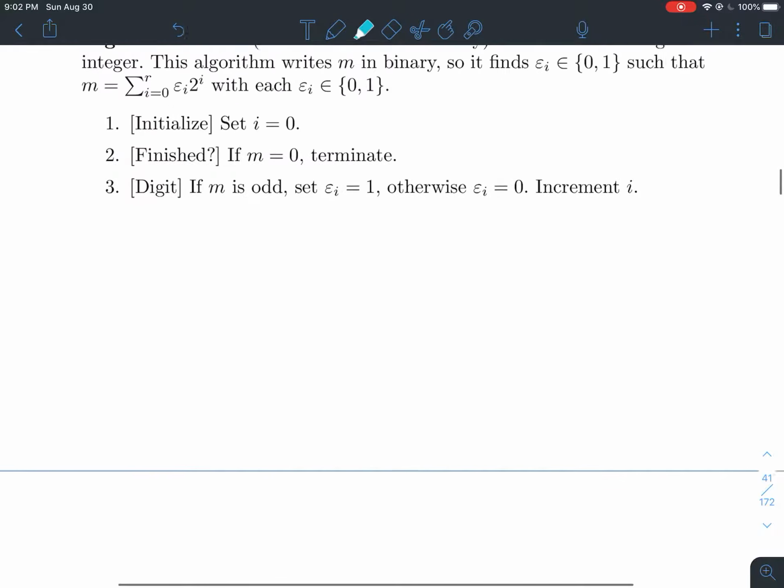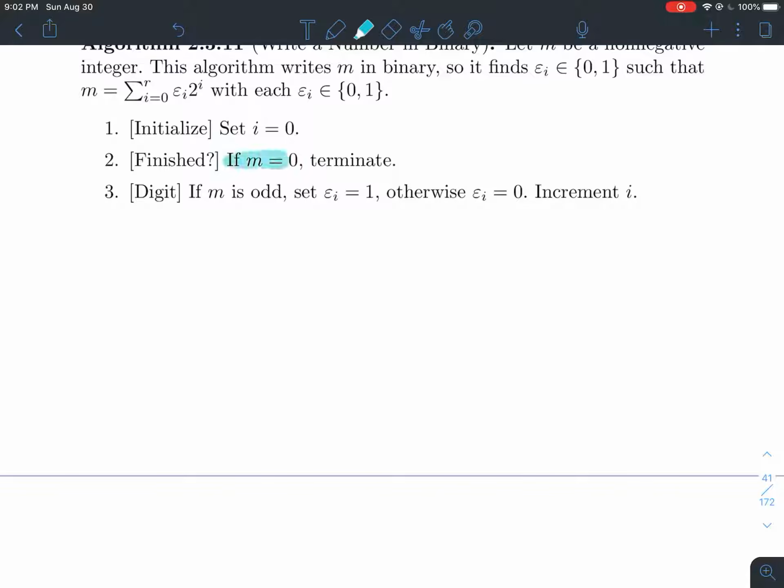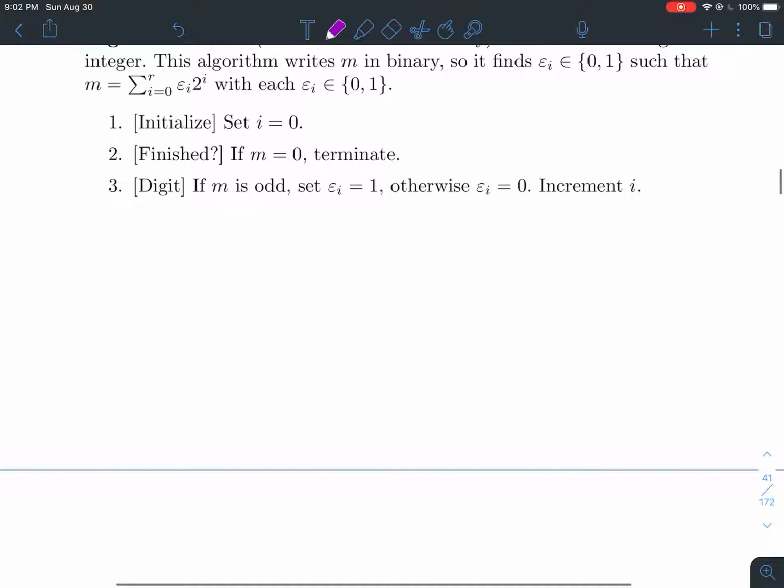We go back to step 2, and we ask ourselves, okay, if our new m is 0, we're done. Whereas otherwise, if the new m we get is odd, then the next coefficient is 1 on that next power of 2. Or otherwise, the next coefficient on that power of 2 is 0. So let's do an actual example that tries to highlight some of these. So let's try m equals 12, say.